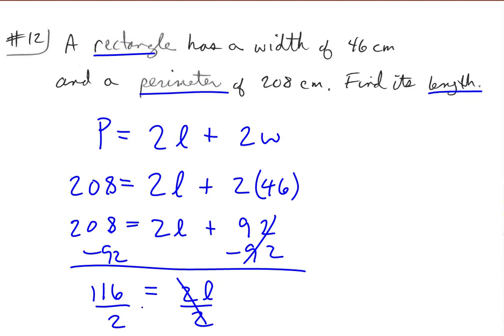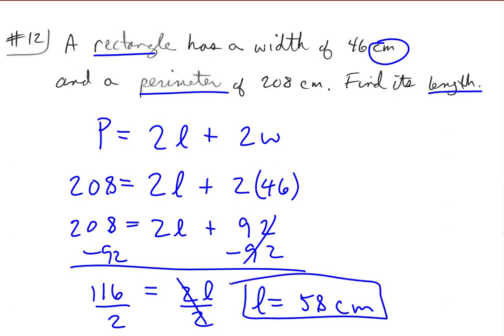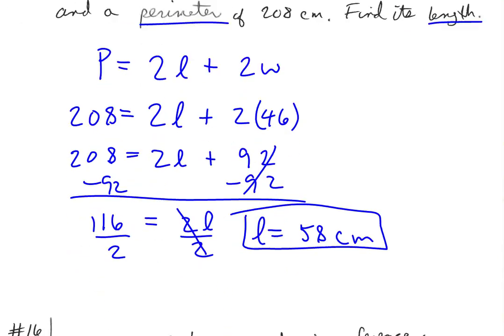Those 2's will cancel on the right side now, leaving us with L equals 116 divided by 2, which ends up being 58. And then, of course, our units given in this problem above, we know are centimeters because that's what they said the width was, 46 centimeters. And so we can say the length must then be 58 centimeters. And so there's our length as requested.